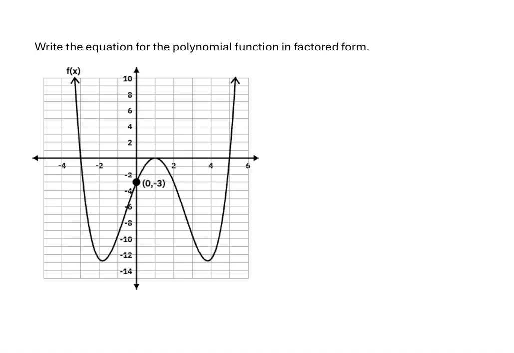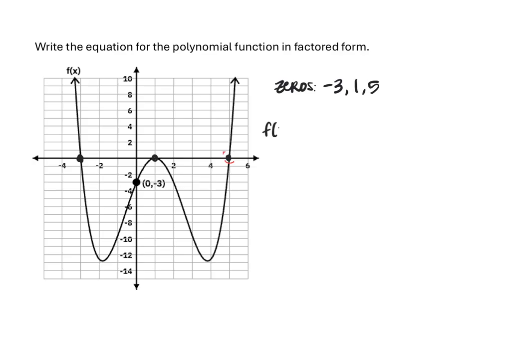In this problem, we want to write the equation for the polynomial that is graphed, and we can leave our equation in factored form. So we want to begin by looking at the x-intercepts, which are the zeros. So we have an x-intercept here of -3. We have another x-intercept of +1 and another x-intercept of +5.